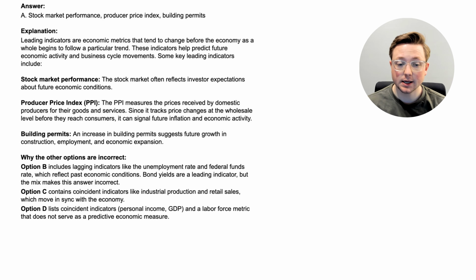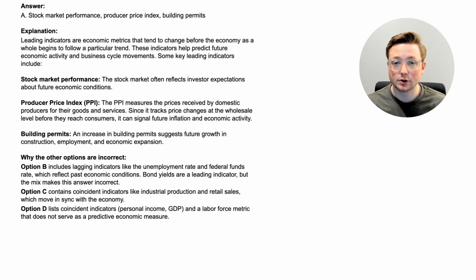Now let's talk about option C. It contains coincident indicators like industrial production and retail sales, which move in sync with the economy. And then finally, option D lists coincident indicators as well, like personal income and GDP, and a labor force metric that does not serve as a predictive economic measure.